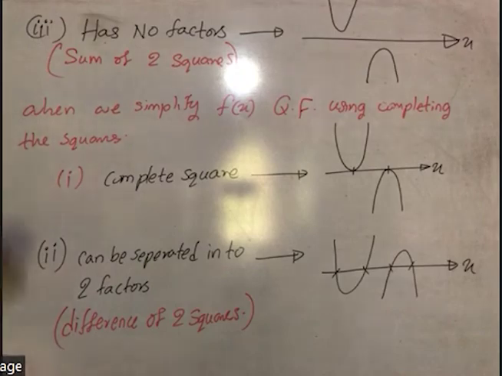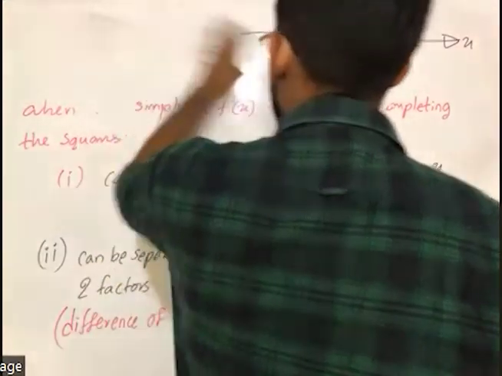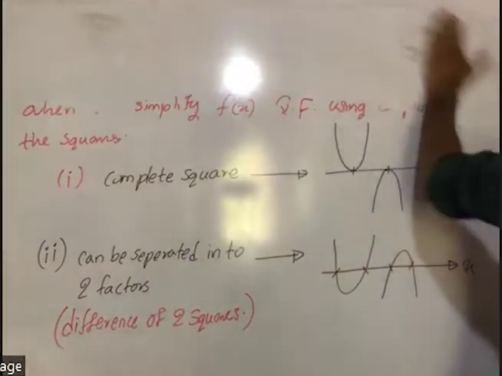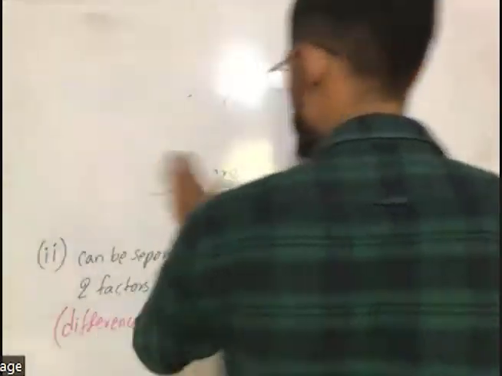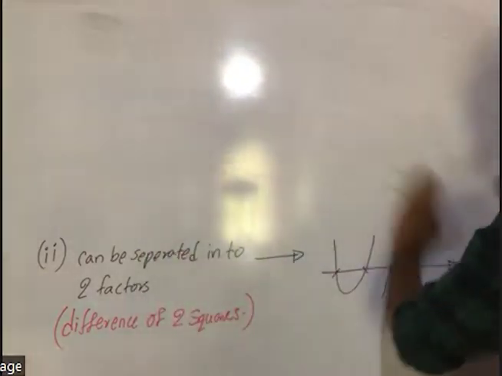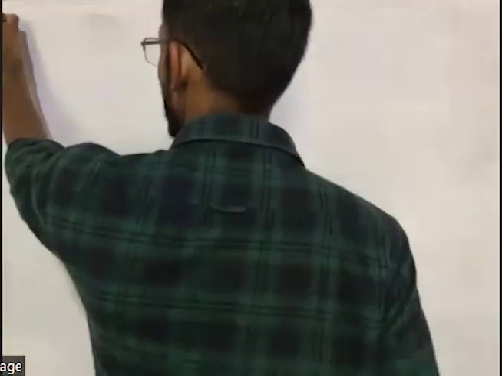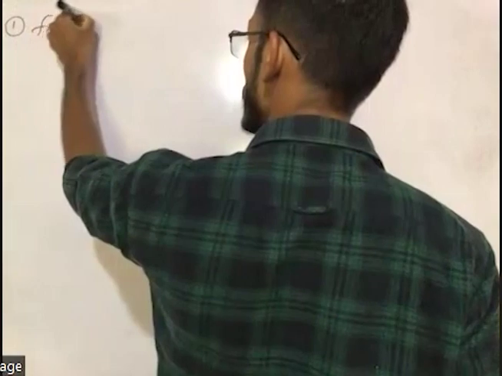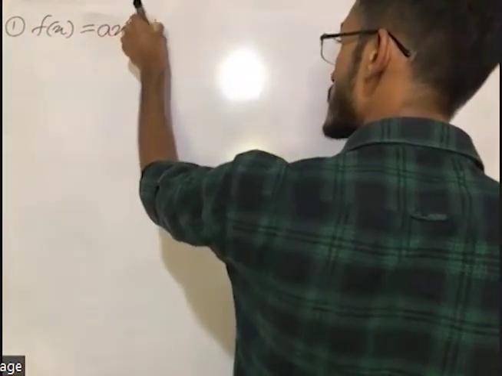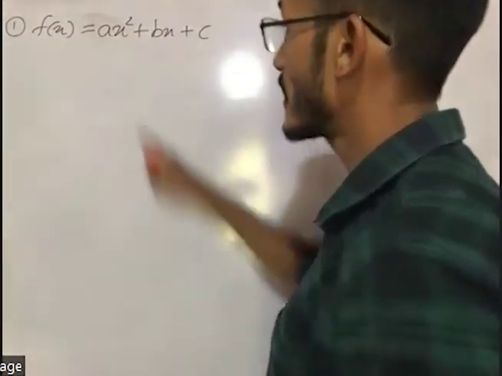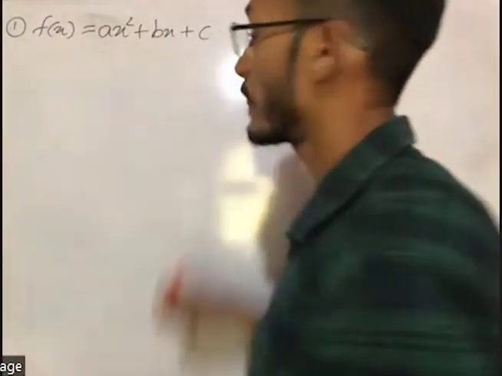Now I'm going to use our standard quadratic function to derive some basic results, right? Now look at this. I will take the quadratic function f(x) equal to ax square plus bx plus c. Here a, b, c are real constants, and a is not equal to 0. This is the standard notation of a quadratic function.